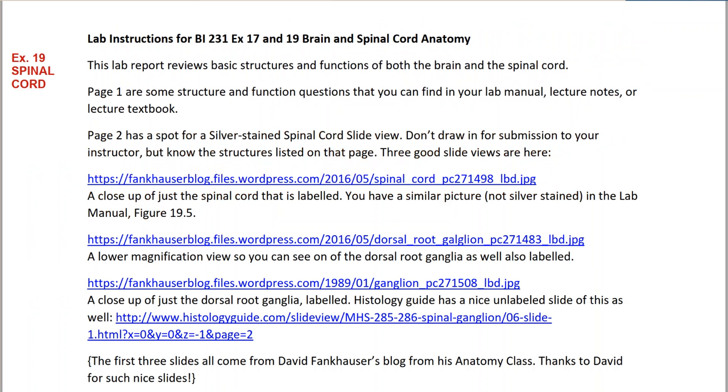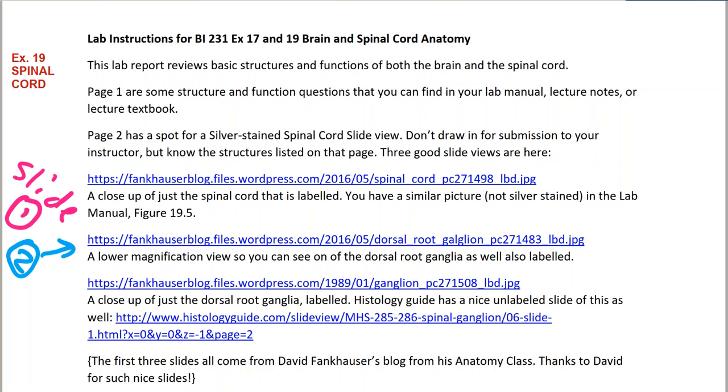So here we are at the lab instructions for this week's lab, brain and spinal cord. And so the first thing that it points you to is a close-up of the spinal cord labeled. So this is going to be like slide 1, right? And then there will be a picture of a dorsal root ganglia, which was also in the video from our previous nervous tissue lab report. So you'll be able to see that as well. So there's a slide here, that's number 2.